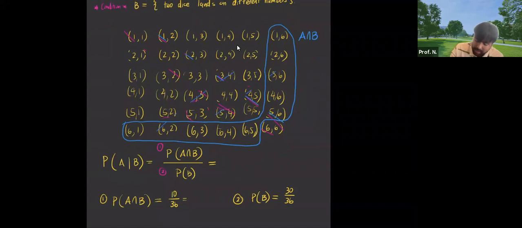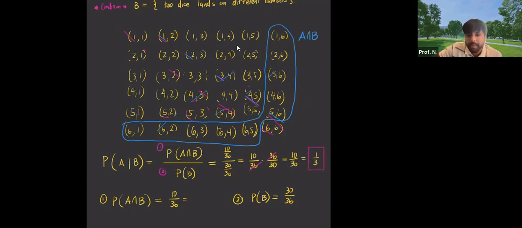So now I can just put this together. Pardon me, this is 10 over 36 divided by 30 over 36. Keep, change, flip, right? When you divide fractions, the first fraction you keep, you change division to multiplication, and then you flip the second fraction. And when you flip it, what do you notice? 36 goes away. I get 10 over 30, and the result is a third.